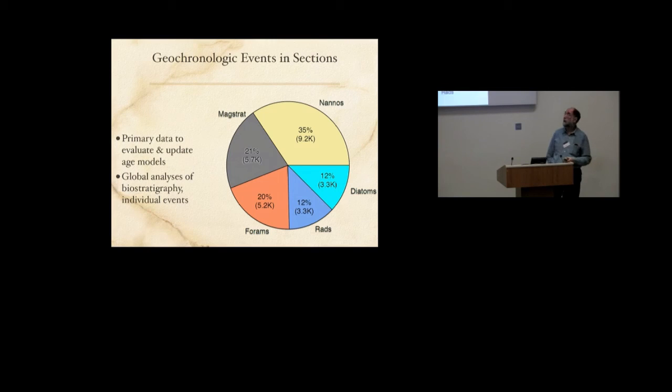And we now have the event data in the system. This is something we added really just quite recently. And it's mostly biostratigraphic, but there's several thousand magnetostratigraphic events as well. About 27,000 records are now in the system. And that's useful for evaluating the age models and improving them, as well as analyzing that data by itself.